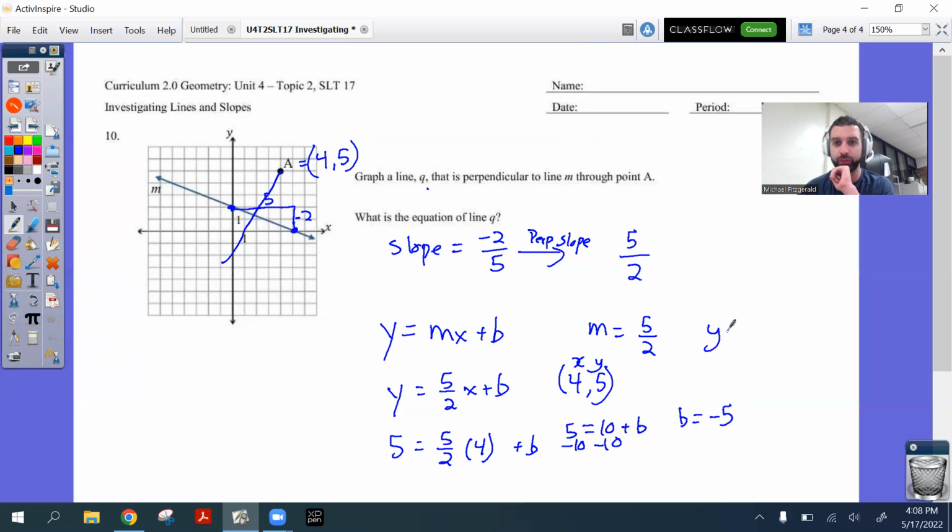So our final equation is y is equal to 5/2 x minus 5.